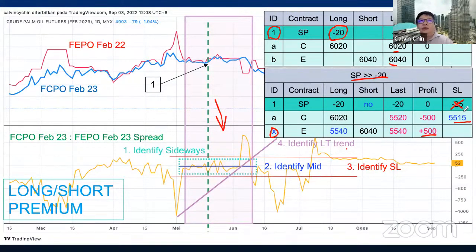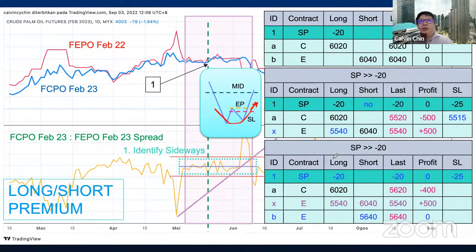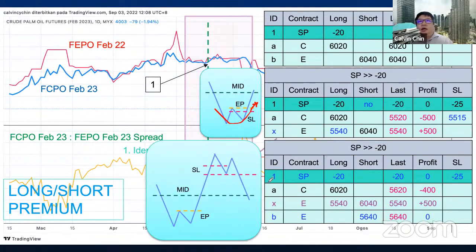So let's see here. Why can we do this? Because we see a reversal pattern from here to here. Next is, after you have done the second step and you see another reversal, but this time in the opposite direction, you reconstruct the spread.